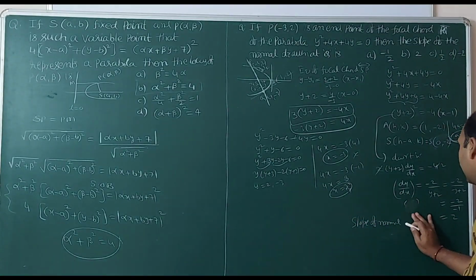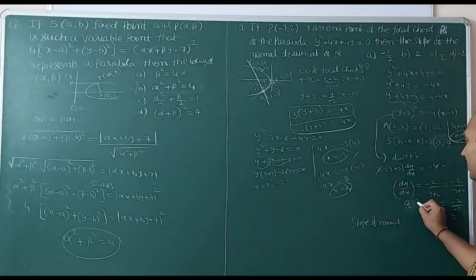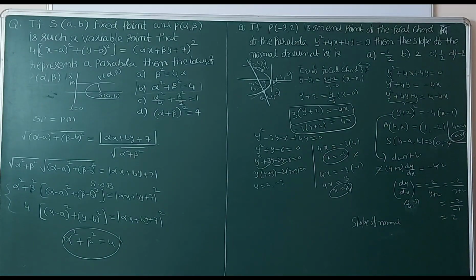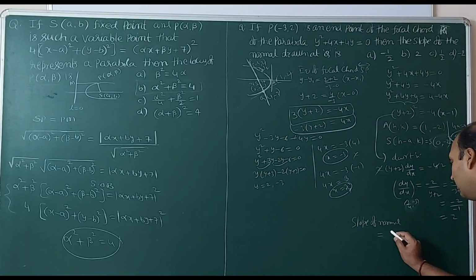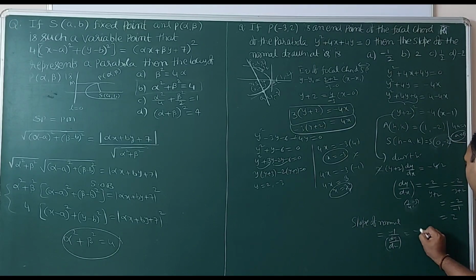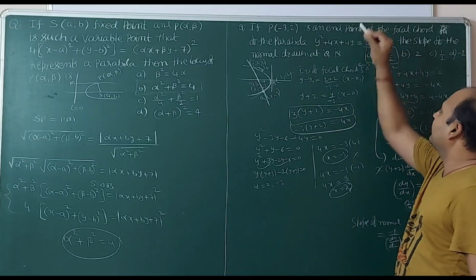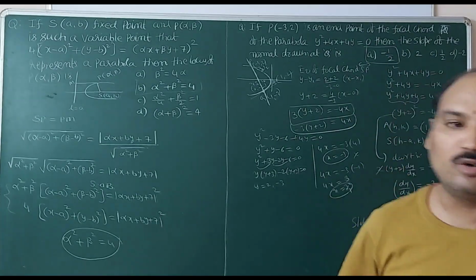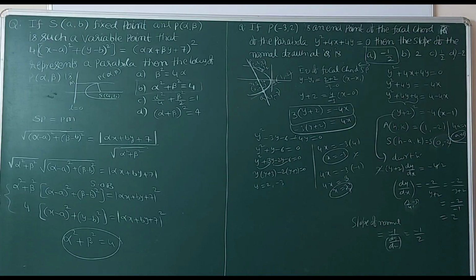At this point (3 by 4, minus 3). So y is equal to minus 3, substitute here. Minus 2, minus 3 plus 2. So minus 2 by minus 1, which is equal to plus 2. Slope of the normal is minus 1 by dy by dx. So minus 1 by 2. So the answer is minus 1 by 2. Okay, I hope you understand. We'll move on to another question.